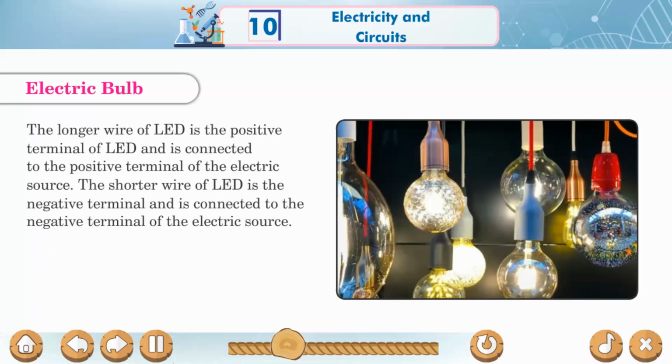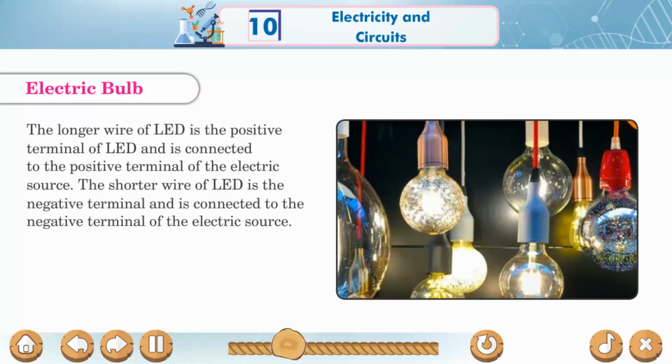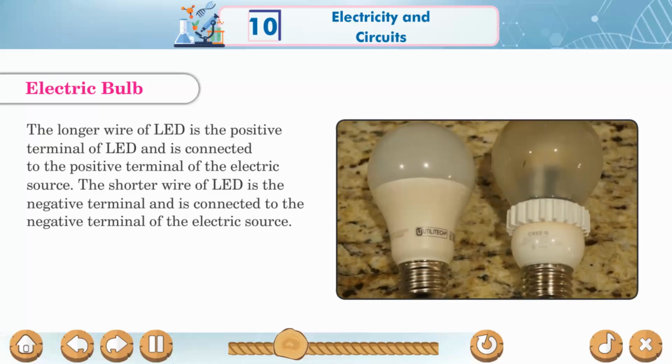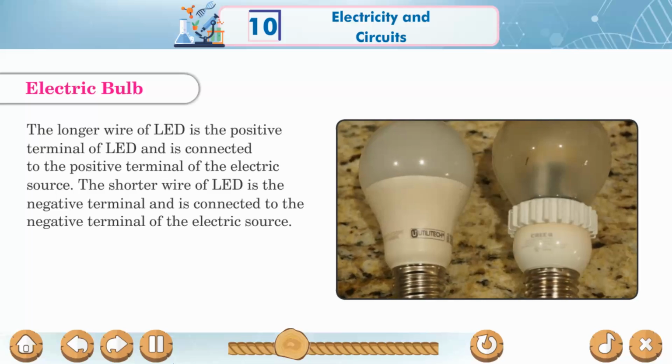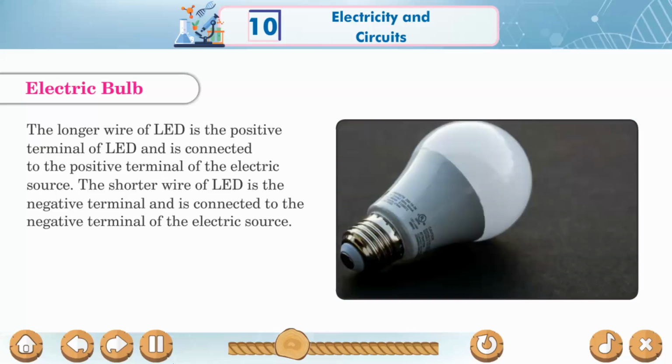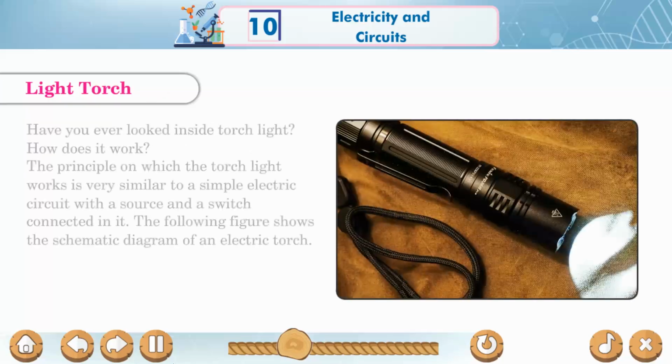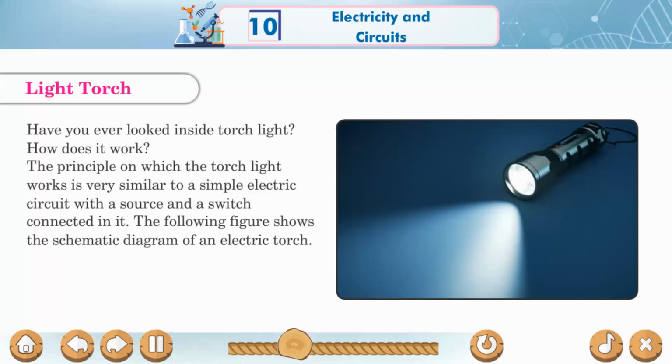The longer wire of the LED is the positive terminal of the LED and is connected to the positive terminal of the electric source. The shorter wire of the LED is the negative terminal and is connected to the negative terminal of the electric source. Light torch. Have you ever looked inside a torchlight? How does it work?